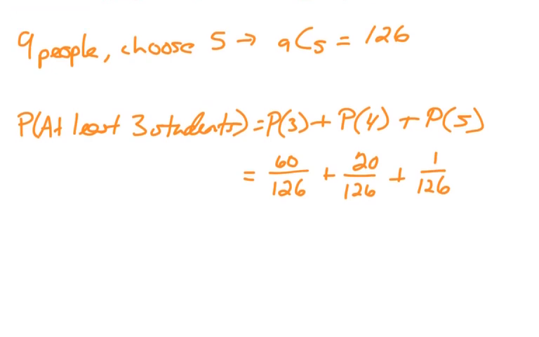All we need to do is add those 3 numerators together because our denominators are the same. 60 plus 20 is 80, plus 1 more gives us 81 over 126. This can be simplified down into 9 over 14. This is our final answer. It's a 9 in 14 chance that there would be at least 3 students in this committee going to the workshop.